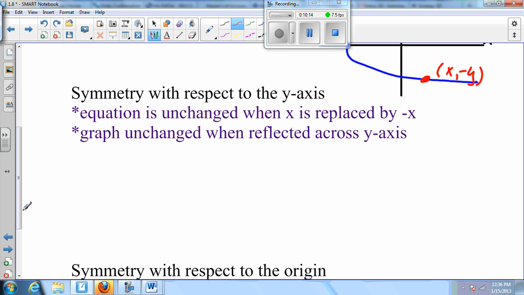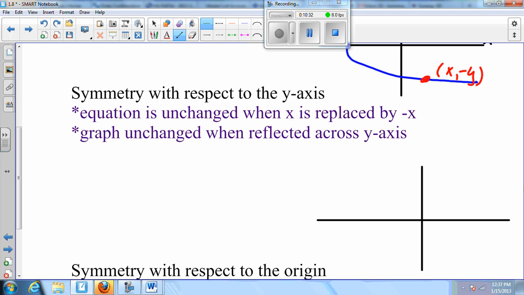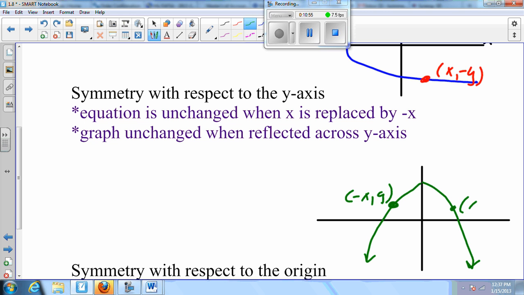With symmetry with respect to the y-axis, that means the graph is unchanged when reflected in the y-axis. So a good example would be a parabola. It has its axis of symmetry as the y-axis. So we would have the point (-x, y) and the point (x, y).